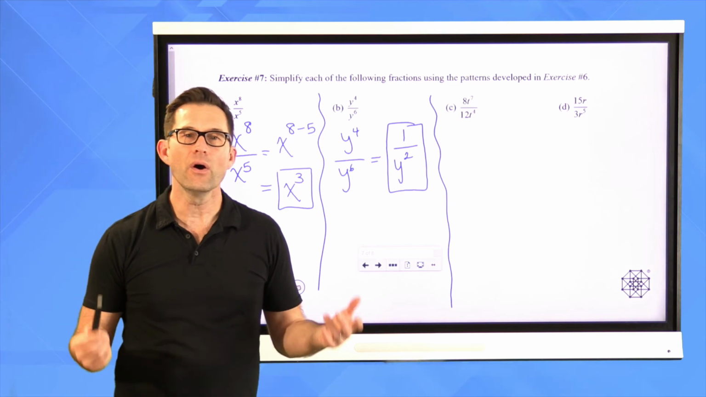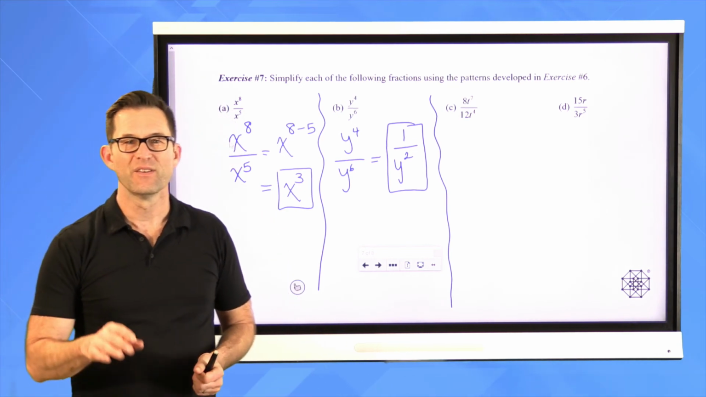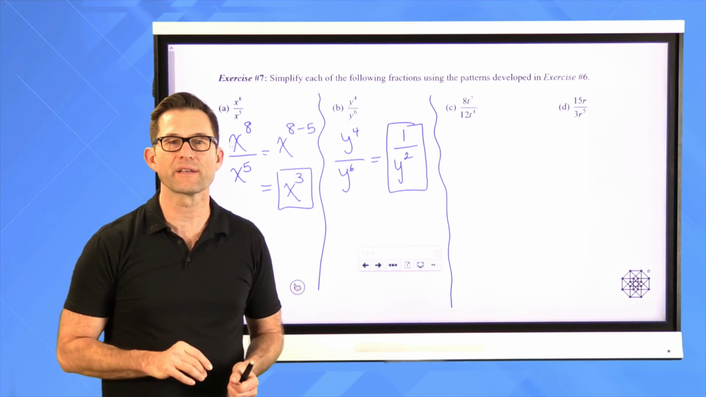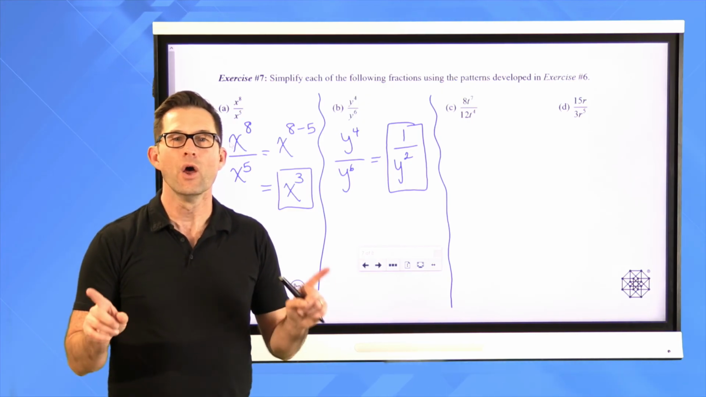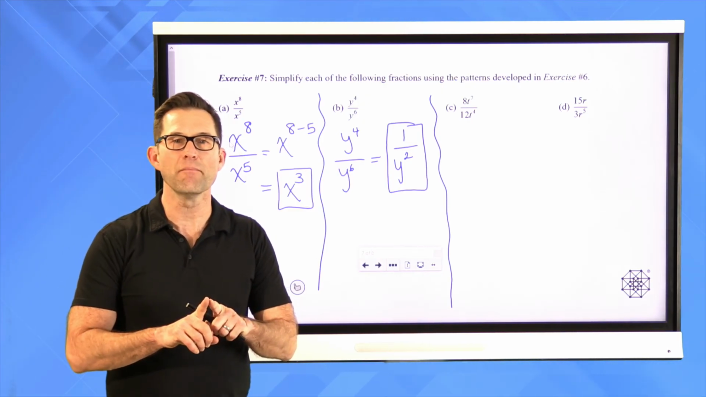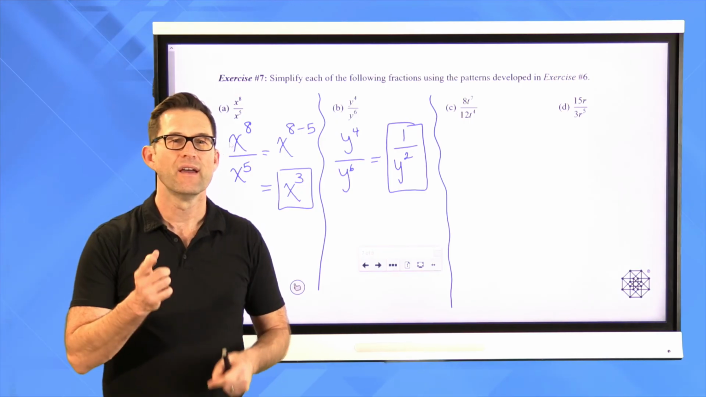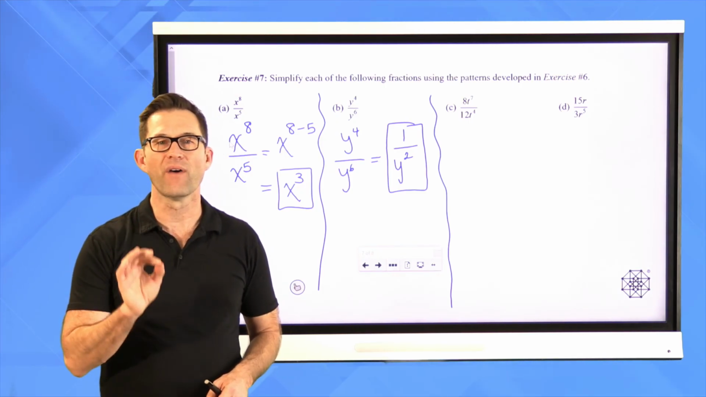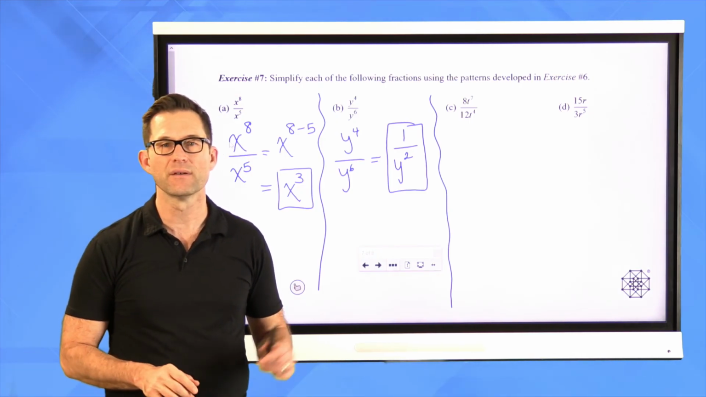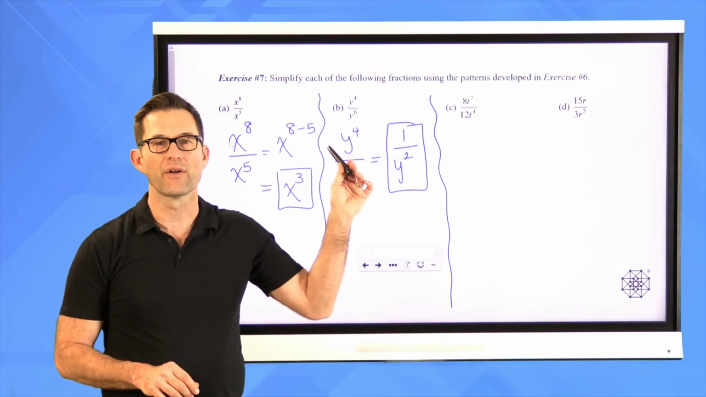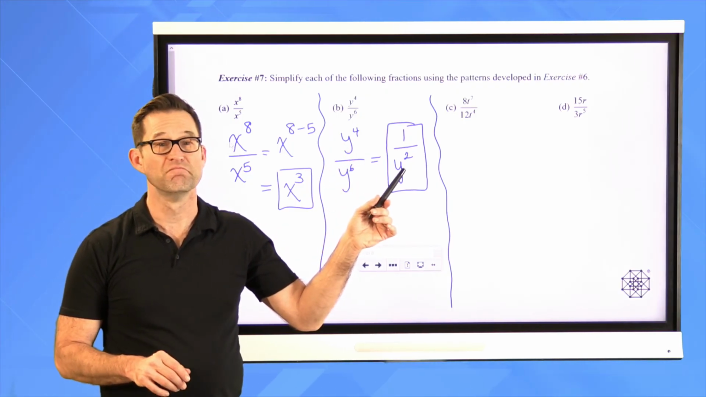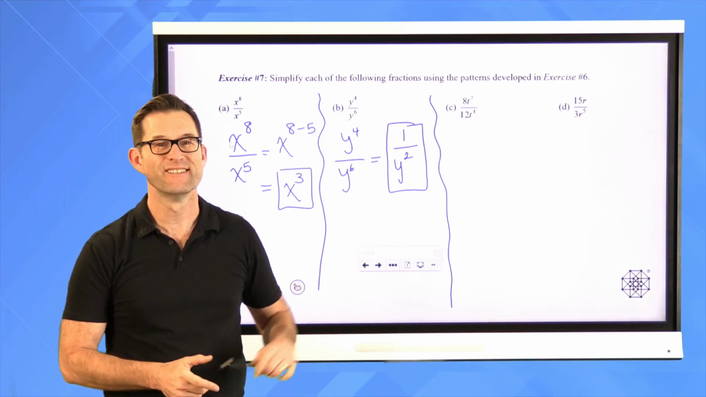By the way, notice how similar this is to the first exponent law, right? The first exponent law said when we multiply two things with the same base, we add their exponents. Here, it's looking like when we divide two things with the same base, we subtract their exponents. Coincidence? I don't think so.